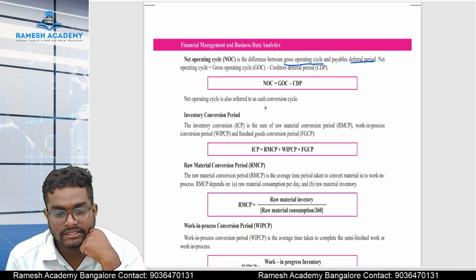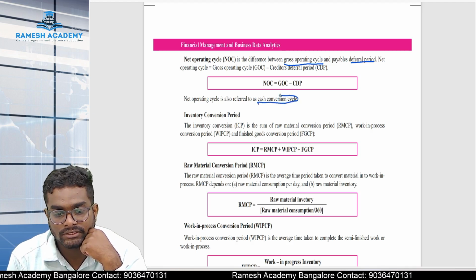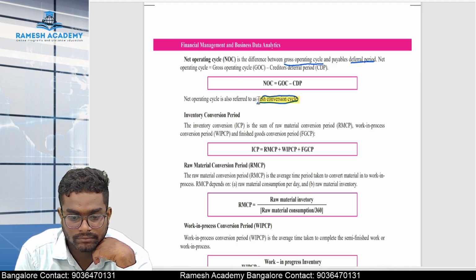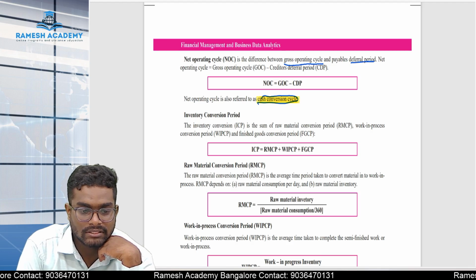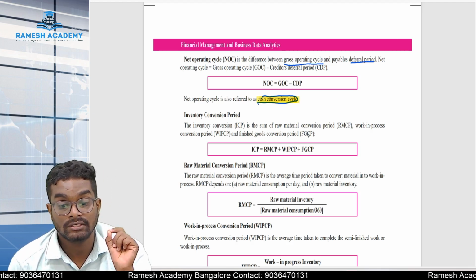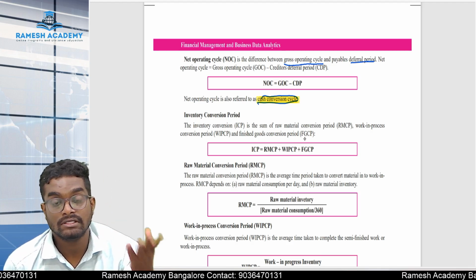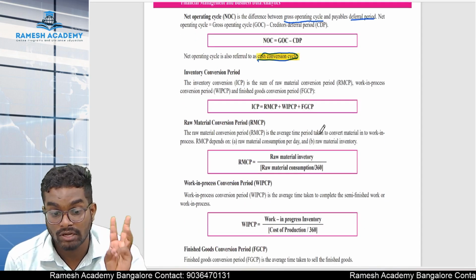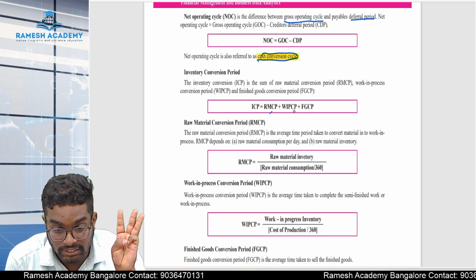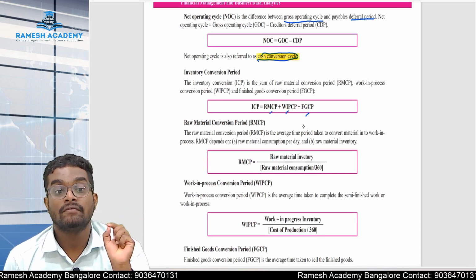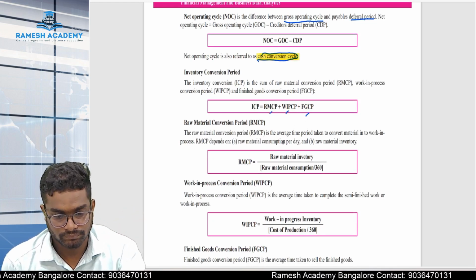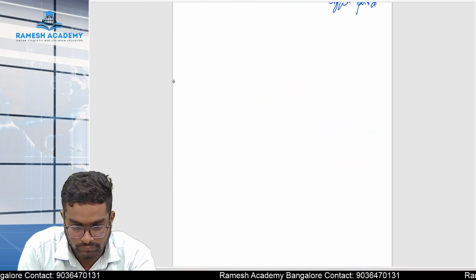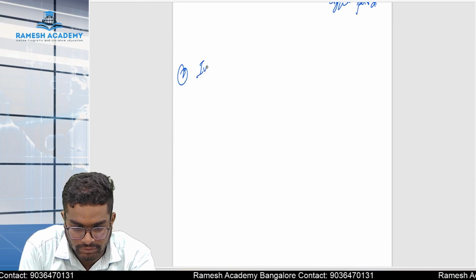So net operating cycle is also referred to as cash conversion cycle. So please be important. You have to mark this. It is important. They may ask in examination what is cash conversion cycle. You have to define what is the net operating cycle. Next, see in the inventory, as I told you have to add 3 things: raw material conversion, work in progress and the finished goods. So first, the heading is inventory conversion period.